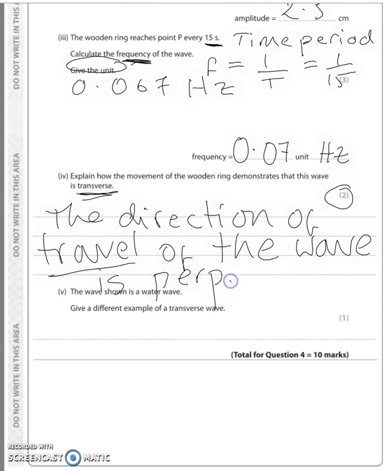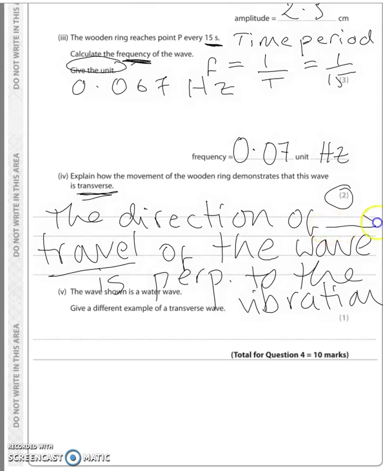I'm running out of room, not going to write that out. So you could say, in this case, vibration would be okay, the movement of the ring would be okay, the oscillation of the ring would be lovely, but it is the idea that the direction of travel of the wave, it might be nice to put a little arrow to go with that, is perpendicular to the vibration. And do some arrows to match the diagram above.